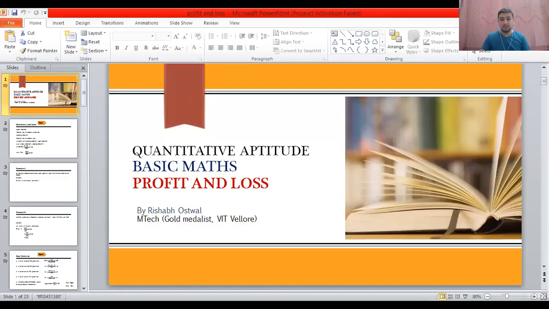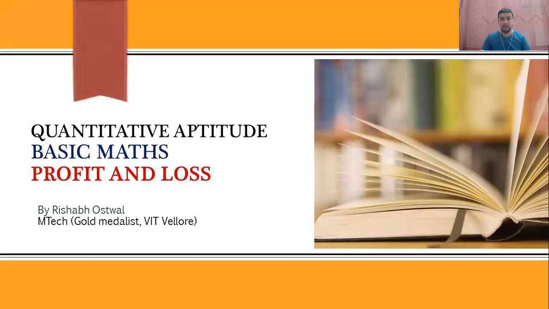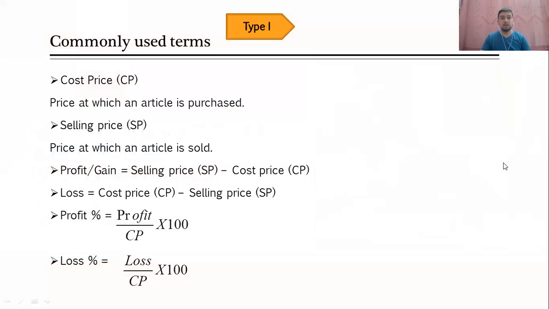Today's lesson is very important, and definitely you will get a question based on profit and losses. So let us begin today's learning. First, what are the different basic terms which we come across in profit and losses? First one is cost price, which is abbreviated as CP.